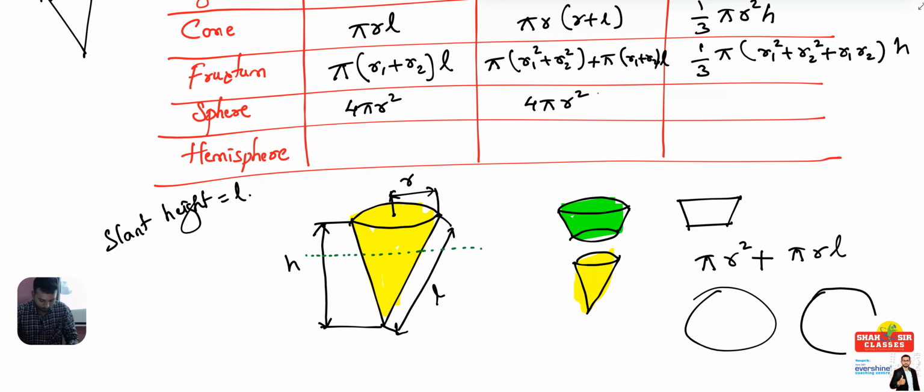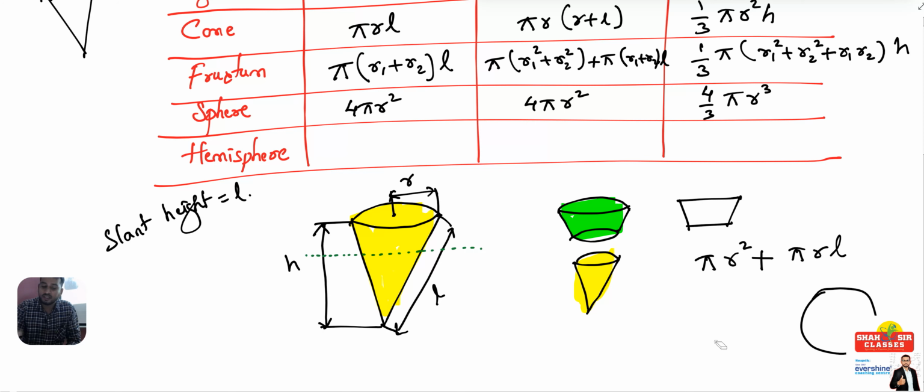Any doubts? Understood? Instead of 1 by 3, here we should write 4 by 3, 4 by 3 pi r cube. See here, cone: r square h, right? Here h is nothing but height, which is also in the form of radius in a sphere, isn't it? So instead of r square into h, I will write r cube, because h is also r only in the sphere case. So r square into r will become r cube. This is the logic I am giving for you people to remember the formulas. Okay? Understood?